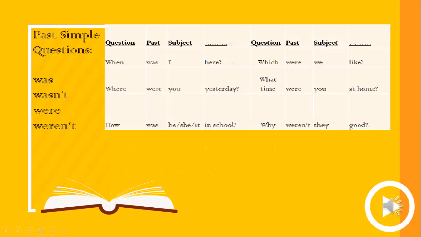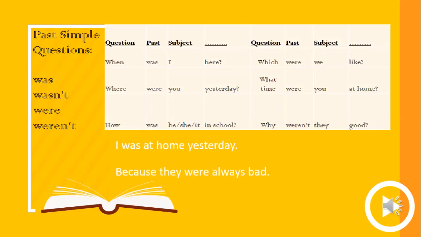The last way to make a past simple question using was, were, when it's not the first word in the question, is again, when you use the question words. For example, how and why, which, and the others. The first one, when was I here? Where were you yesterday? I was at home yesterday. How was he in school? Which were we like? What time were you at home? Why weren't they good? Because they were always bad.